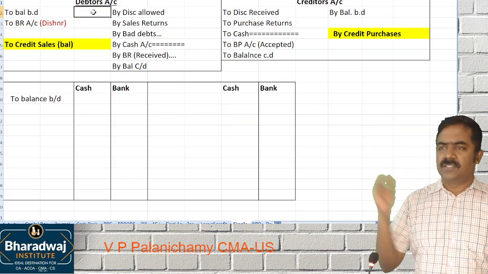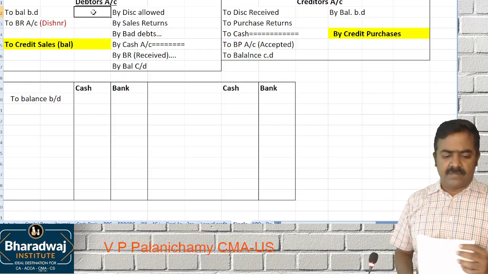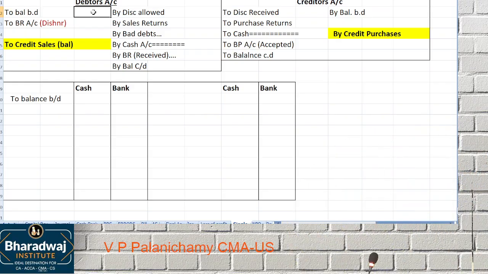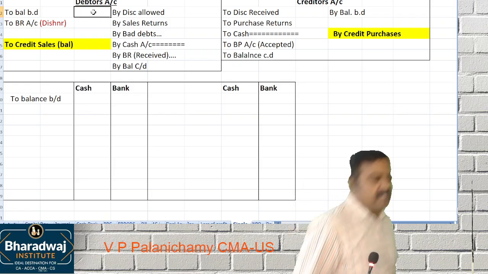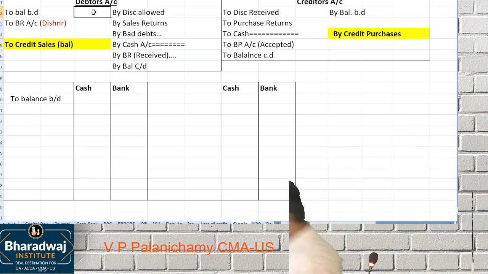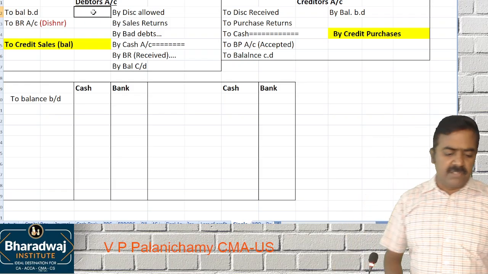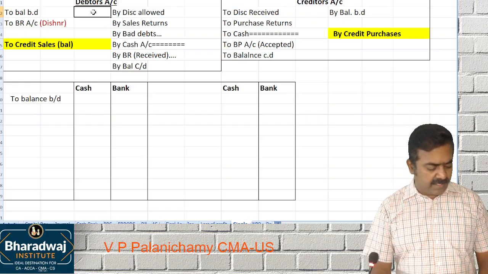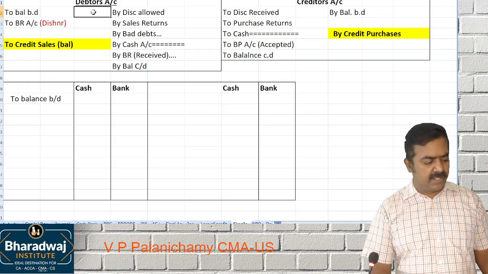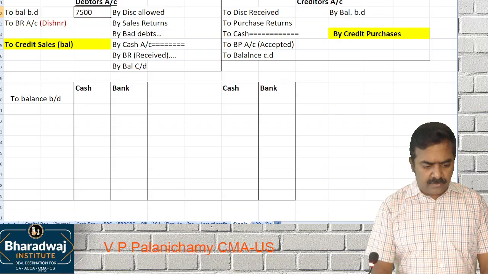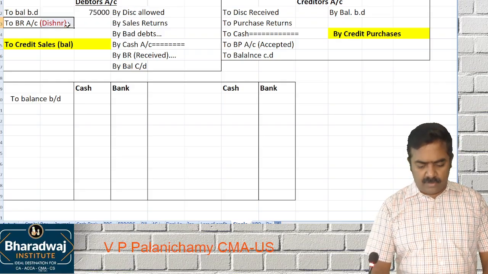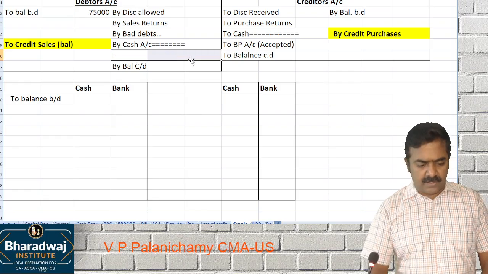Let us do it together. Start with the debtors account. Tell me the answers. The solutions are given because it is more like a practice or revision session. What is the opening balance of debtors given in the question? 75,000. No bills receivable in this question.